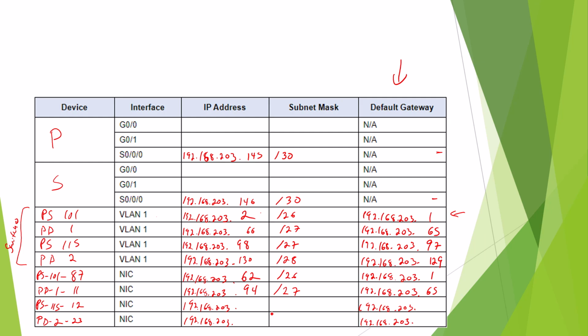PS115, PC12 will be 126 with a subnet of /27. PD2 computer 23, 142 with a subnet of /28. The default gateway, again, for PS115 is 97. Default gateway for PD2 is 129.